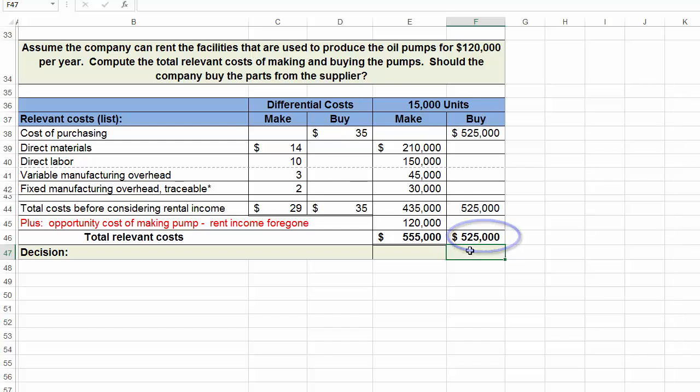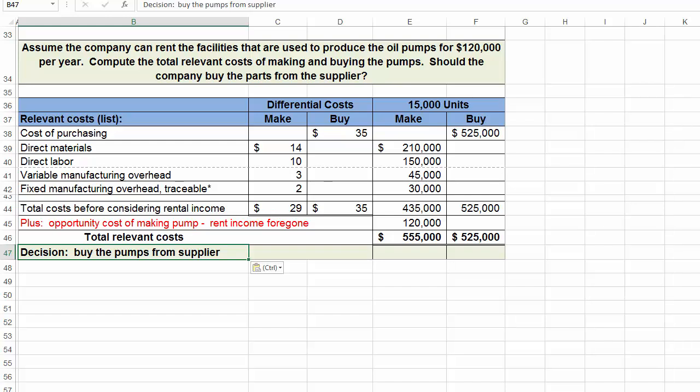This doesn't look so good anymore, does it? So does our decision change? I believe our decision now will be to buy those parts from the outside supplier. The cost to us of continuing to make the part, $555,000, versus the cost of buying the part, $525,000, is a $30,000 differential. We'd be better off by $30,000 to buy the pumps from the supplier.